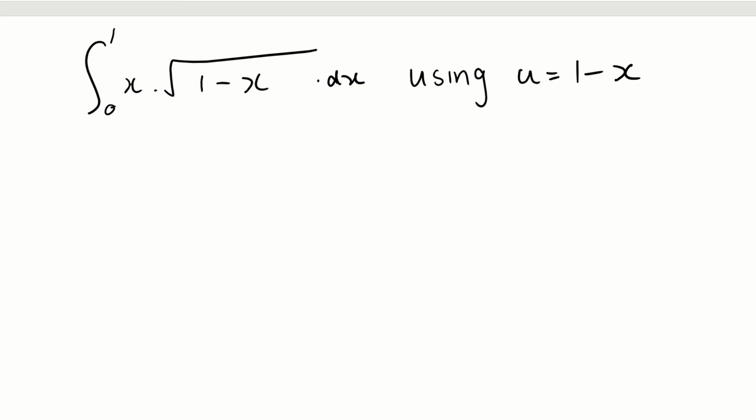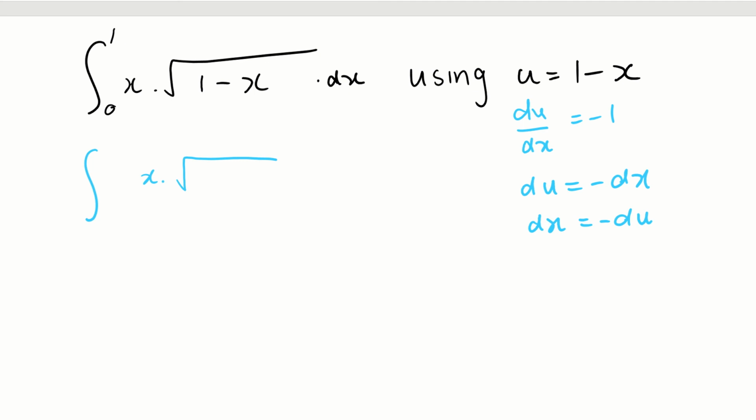Okay, last and one of the more difficult u substitutions, and you'll soon see why. It's a definite integral. So let's start with my first steps. I differentiate u with respect to x and rearrange to get dx equals. Now I make the substitution. So now I'm going to have x times u to the power of a half, 1 minus x, minus du.